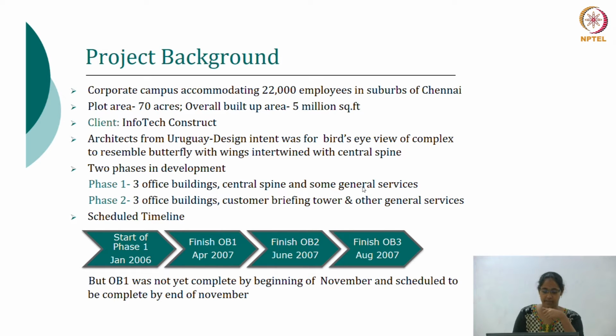The project was planned in 2 phases. Phase 1 had 3 office buildings, the central spine and some general services. Phase 2 had the other 3 office buildings, a customer briefing tower and other general services. The timeline was to start the project in January 2006, finish the first building by April 2007, and then the second building within 2 months and the third building within 2 months. But even by the end of November, the first building itself was not completed.